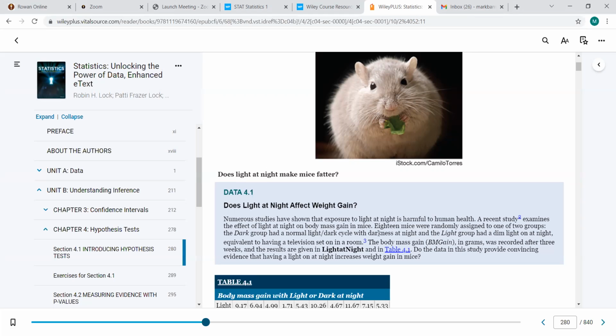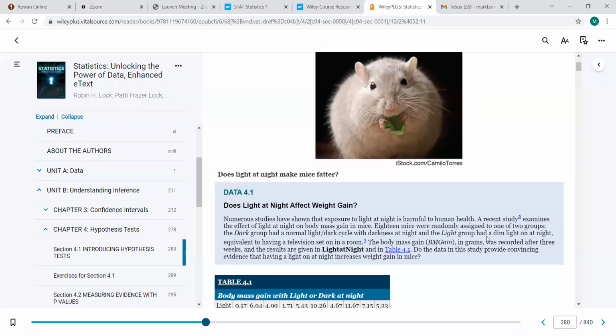So if the mice are gaining weight at night as a result of the light on, this is not a good thing. All right. So anyway, this study involved 18 mice. They were randomly assigned to one of two groups. One's called the dark group that had normal darkness when they were sleeping at night, and the other group had some dim light on at night, and that's called the light group.